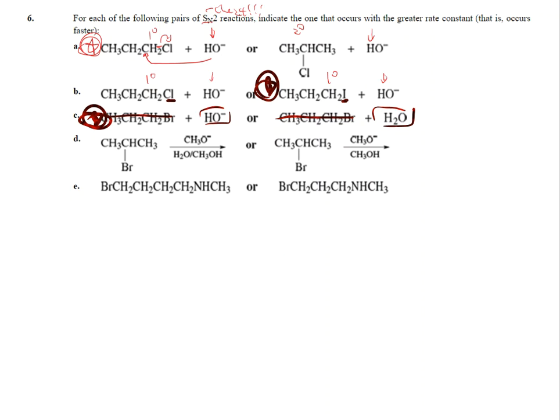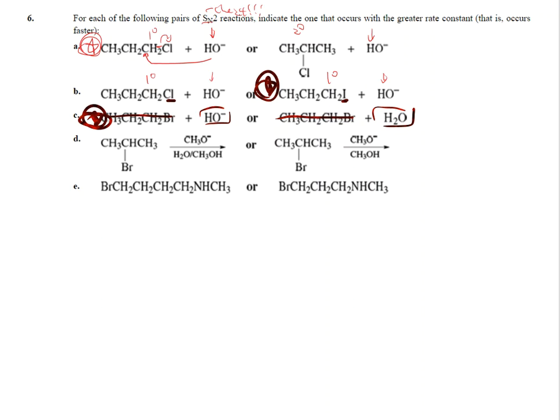So this setup is going to be better for an SN2 reaction, and the reason is because propyl bromide reacting with hydroxide is going to be a better setup than propyl bromide reacting with water, because hydroxide is a better, stronger nucleophile in order for the substitution reaction to take place. That is why we choose that one. It's got a negative, bottom line. D.